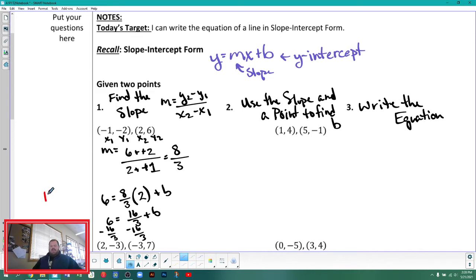6 would be 18/3. And I'm subtracting 16/3 because I need common denominators. 18 minus 16 is 2, so we have 2/3. That's going to be our b. 2/3 equals b. So now for our final answer, y is going to equal the slope times x plus the y-intercept.